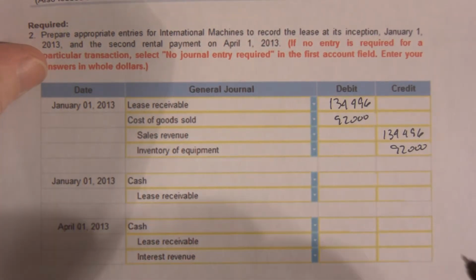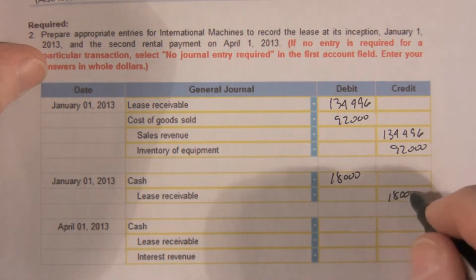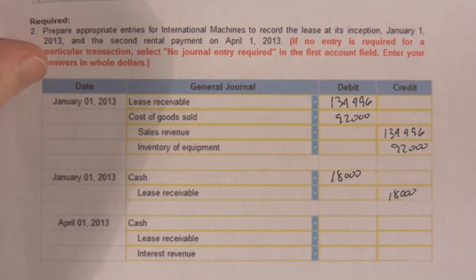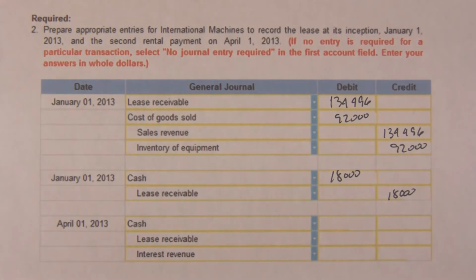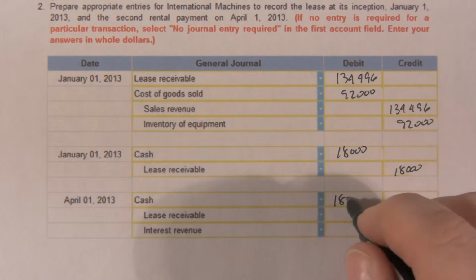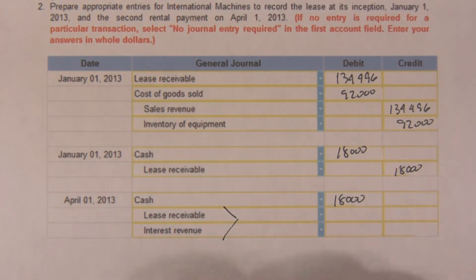The first journal entry says you got $18,000 cash, and it's at the beginning, so it's a reduction of the lease receivable. So the first 2/3 of this problem, we really just had to figure out what we were doing and just had to really read the problem. The only thing we have to figure out now is the last one, because we have some interest revenue, but we have $18,000 cash, and we know that's split between interest revenue and lease receivable. So we have to figure out how much we owe.